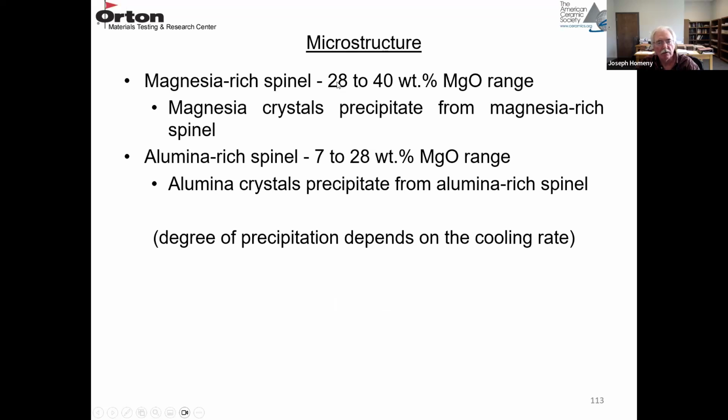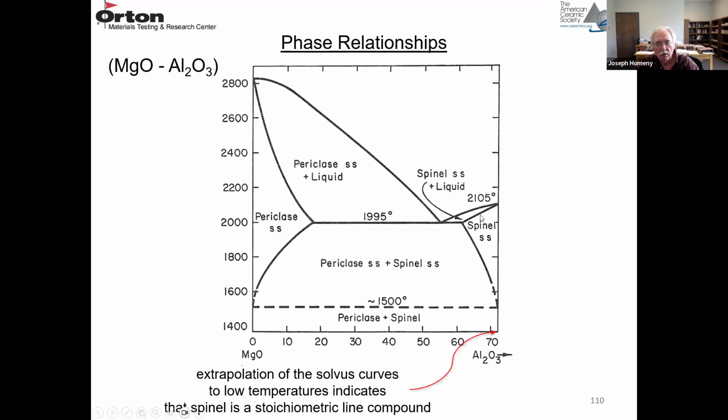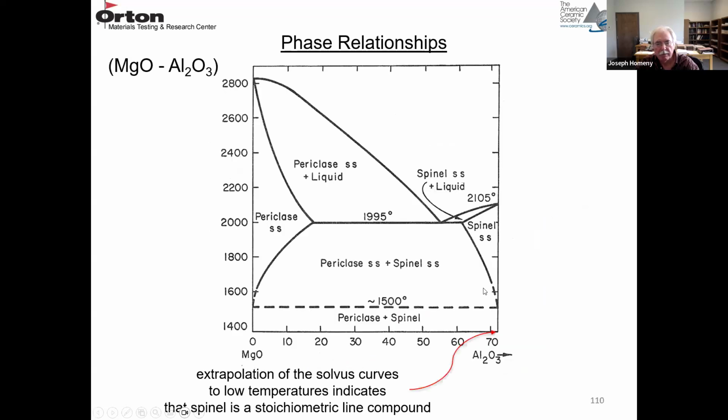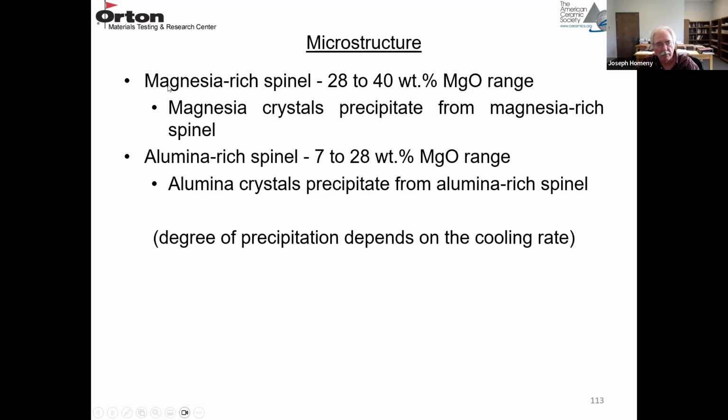So the magnesia-rich spinels are about 28 to 48% MgO. The alumina-rich spinels are about 7 to 28% MgO. So if you have a magnesia-rich spinel, the magnesia crystals precipitate from the magnesia-rich spinel. And if you have an alumina-rich spinel, the alumina crystals precipitate from the alumina-rich spinel. So these are these two regions right here. This is magnesia-rich, and this is alumina-rich. So those are the compositions.